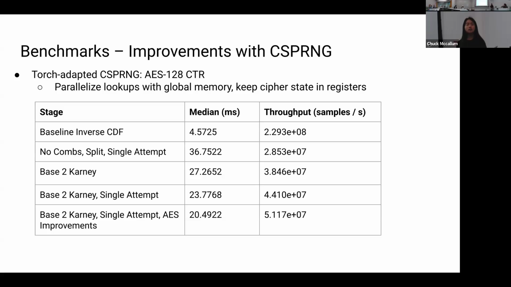And I think that we are on the, oh yeah, go ahead, Mike. Am I seeing that on the last row, the performance degradation is basically just 4 times baseline inverse CDF?